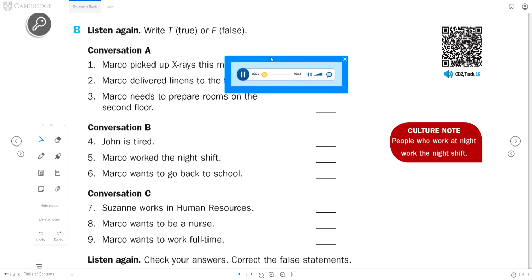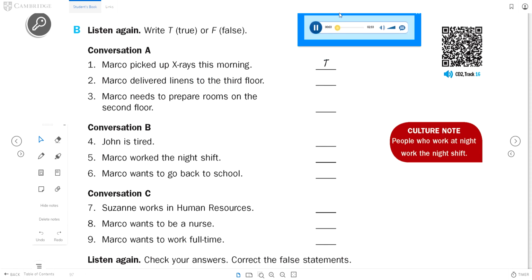Unit 8, Work, page 97, exercises 2A and 2B. Track 16. Conversation A.